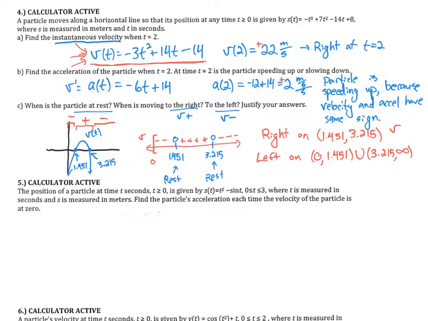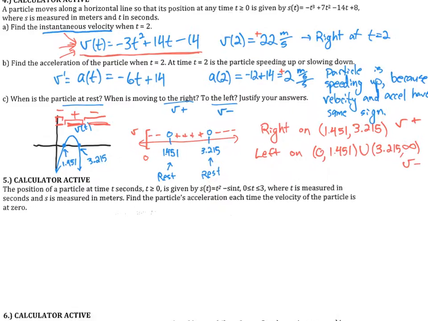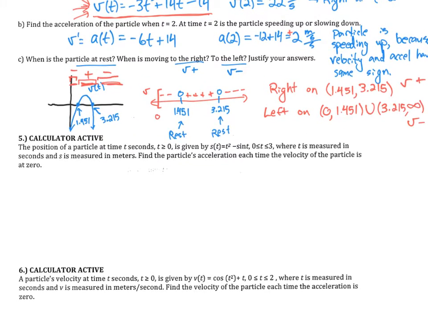And again, because the velocity is literally positive in this space, the particle is moving to the right. And because the velocity is literally negative in these two spaces, we say that the particle is moving to the left. All right, on to the next question, number 5.